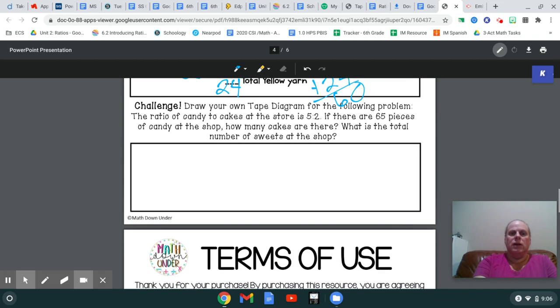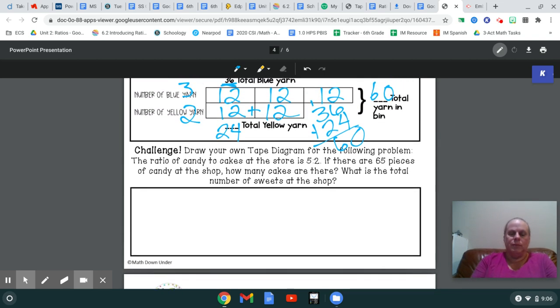All right, here we are at this last problem. You have a challenge to draw your own tape diagram for the following problem. The ratio of candy to cakes at the store is 5 to 2. If there are 65 pieces at the candy shop, how many cakes are there? So remember, you're looking at a ratio of candy to cakes, 5 to 2. They're going to tell you how much total candy, and the question is, how many cakes?